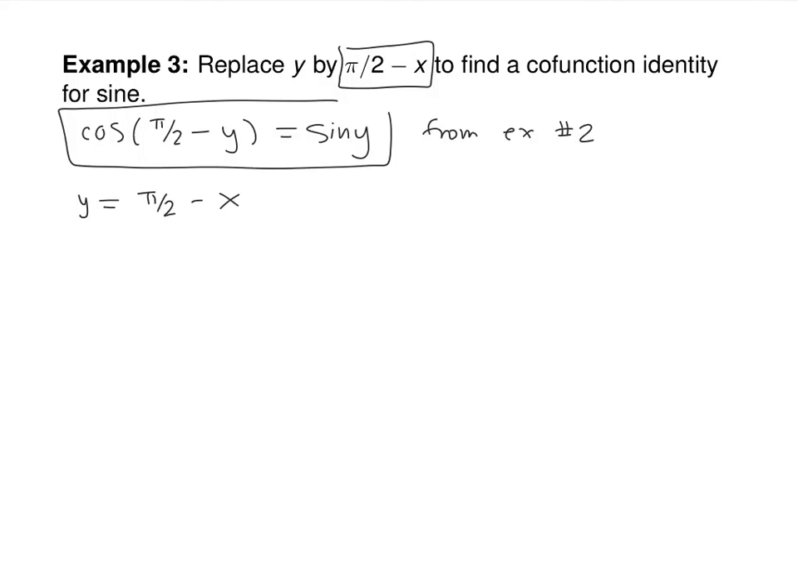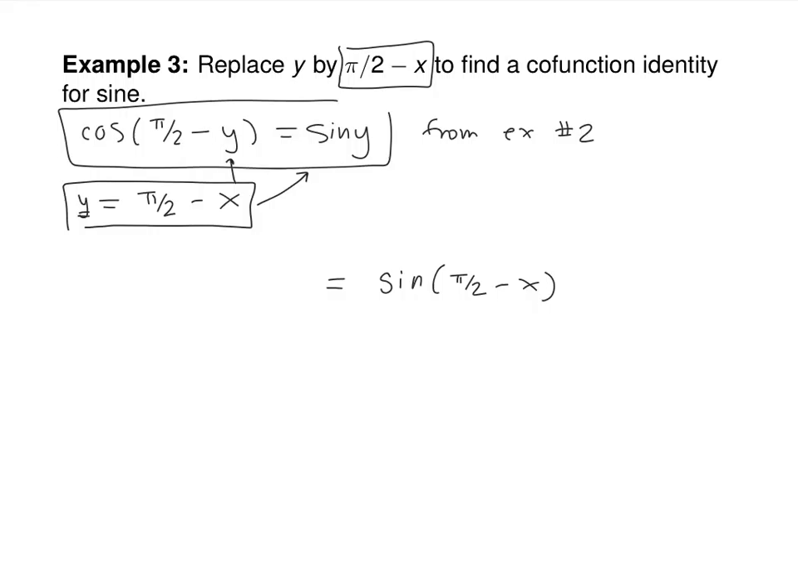The only thing you have to do is be really careful when you input this that you put it in parentheses. So when I input this for the y, the right side's pretty easy. What is the right side? Sine of, well, you're replacing y by pi over 2 minus x. So everywhere there's a y, you now stick in a pi over 2 minus x. So what's on the right side? Sine of pi over 2 minus x, okay? That's what replacement is. You replace something by something else, right?